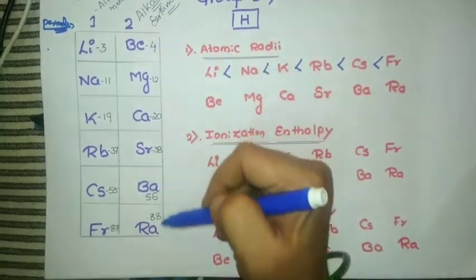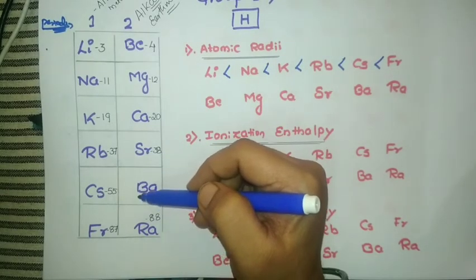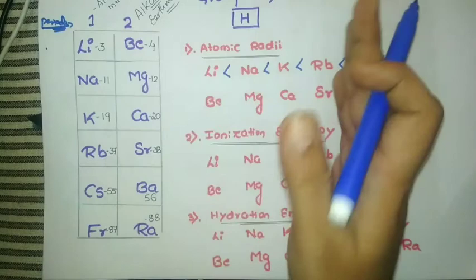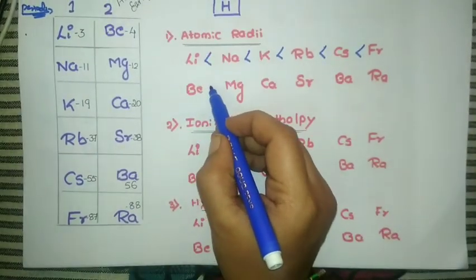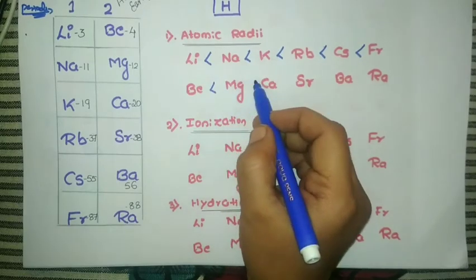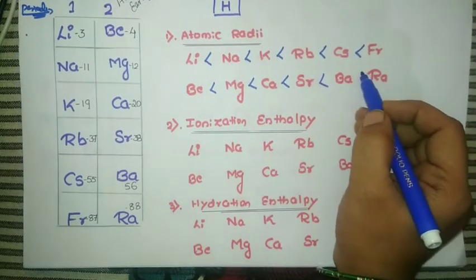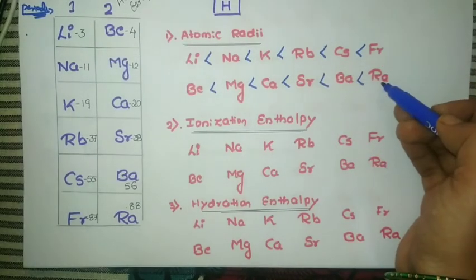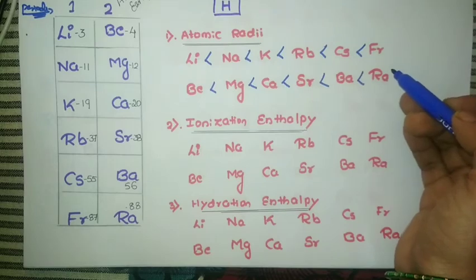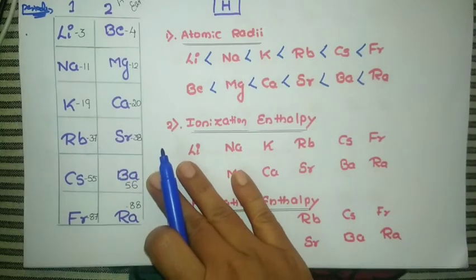Similarly for the group 2 elements, as we go down the group, the size increases, because the electron enters the next shell, so the radii goes on increasing. Beryllium has a small atomic radii, followed by magnesium, calcium, strontium, barium and radium. One more point: francium and radium are the radioactive elements here. So this is about the atomic radii.